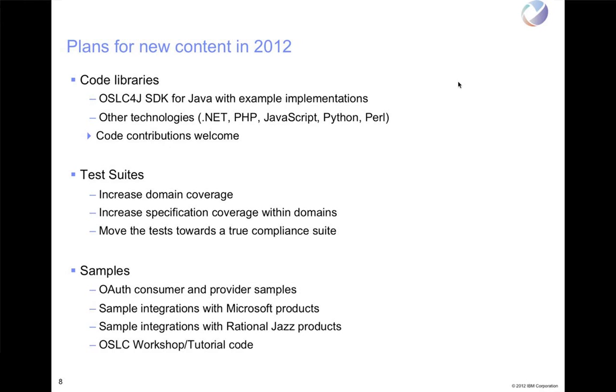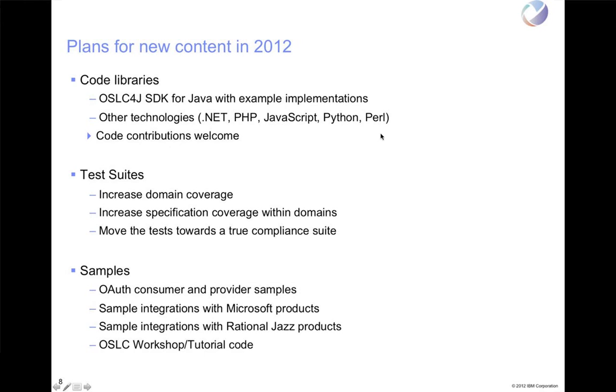And within a specification, we want to increase the coverage. So as well as going wider across the domains, go deeper within each of the domains. And we want to move these tests towards being a true compliance test suite for OSLC. Whether or not that's something formal, that's not really a priority right now. But we want the must coverage to be as complete as possible so that service provider implementers can accurately gauge their compliance with OSLC. That's the main goal.